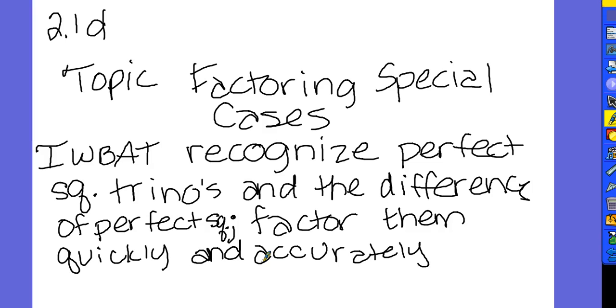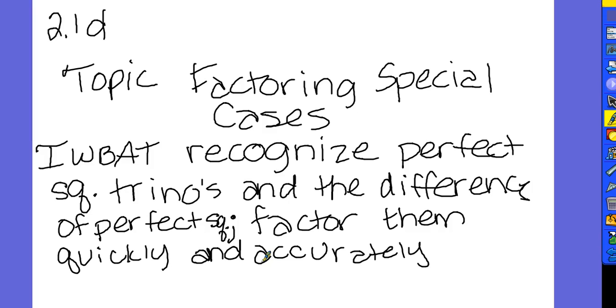So again, our objective, big objective, huge. The first part of that objective: recognize perfect square trinomials. You look at them and you recognize them as perfect square trinomials. And also recognize the difference of perfect squares. They're a little easier to recognize than perfect square trinomials, so you'll probably have a little easier time with those. And then of course, what we're going to use is a formulaic plan to solve them or factor them quickly.